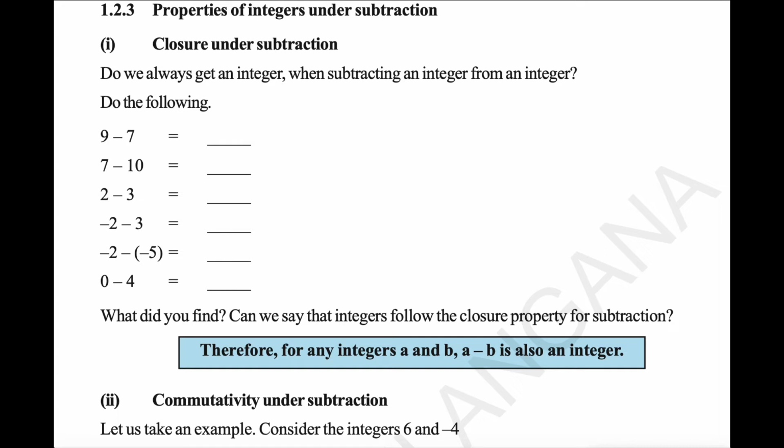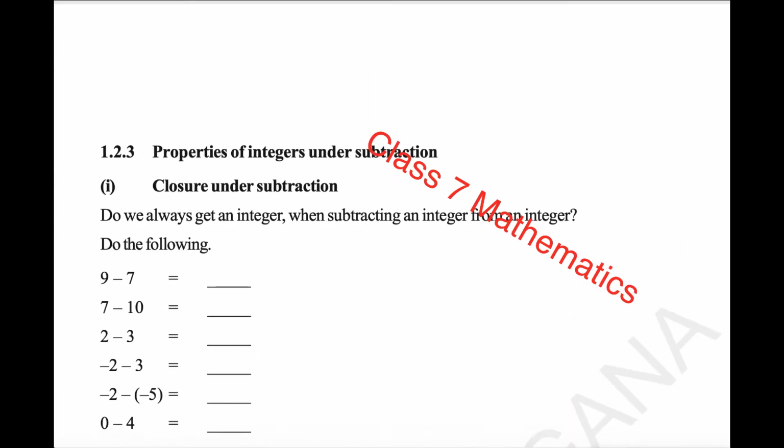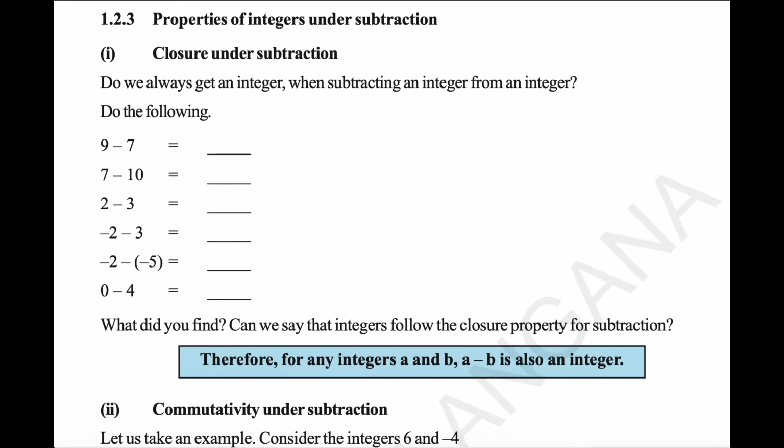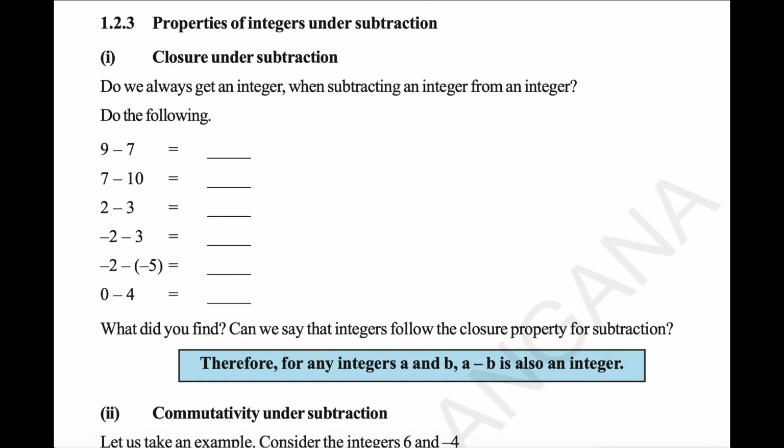We are looking at 7th standard mathematics chapter 1. This is where we stopped in the last class. After exercise 5 we are going to start now. Let's see the properties of integers under subtraction. Are they closed under subtraction? That we have to look at now.